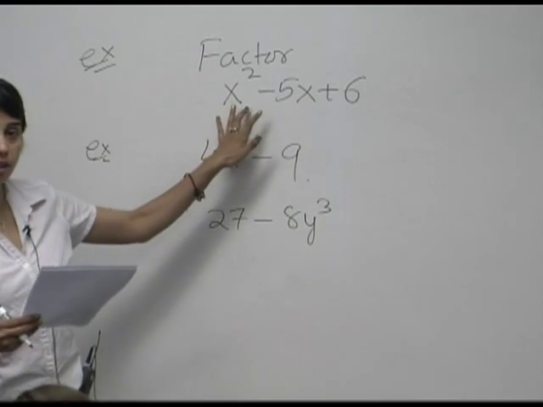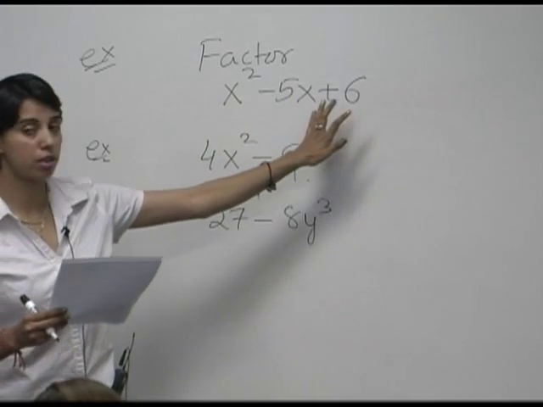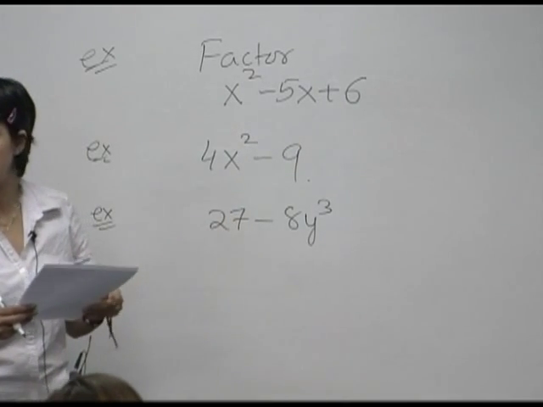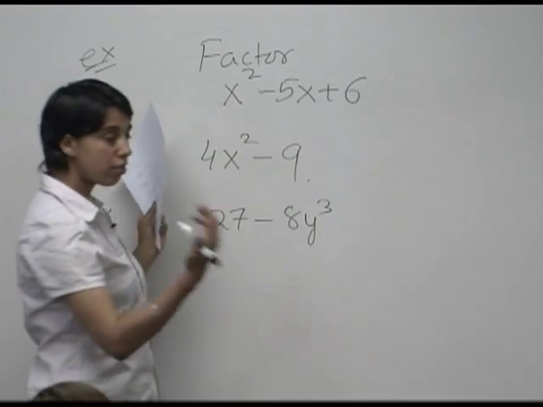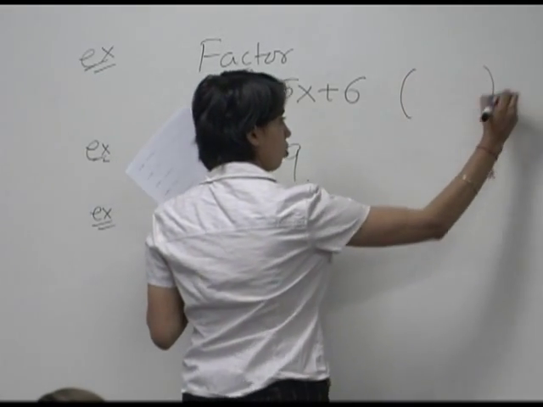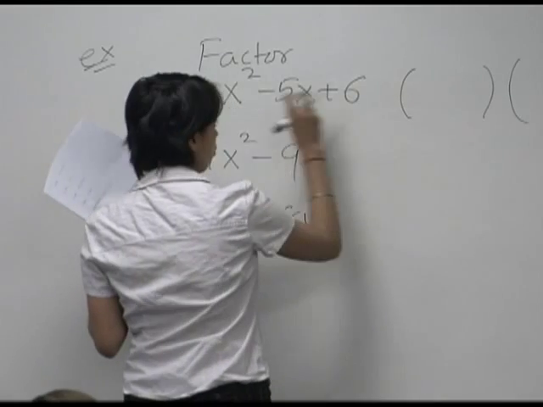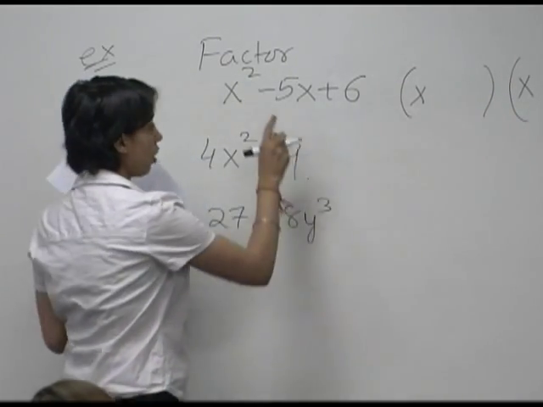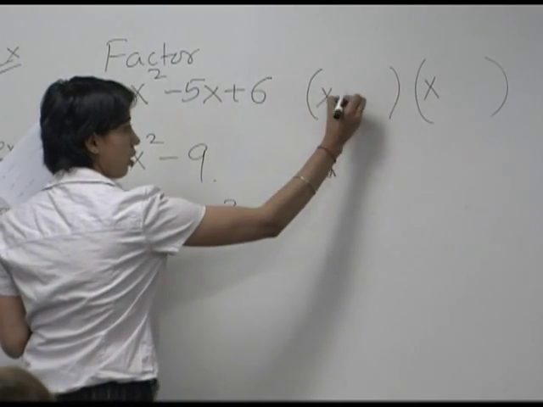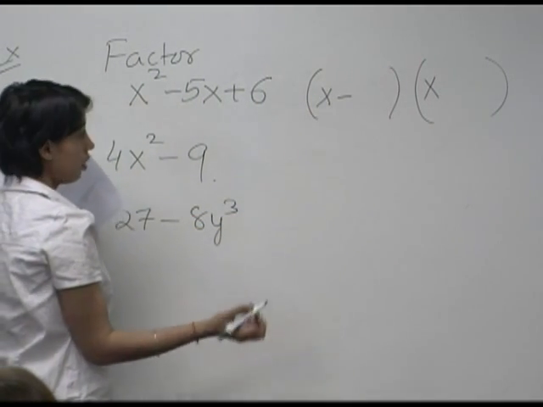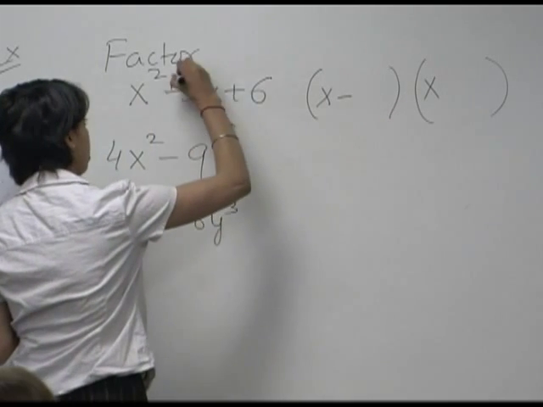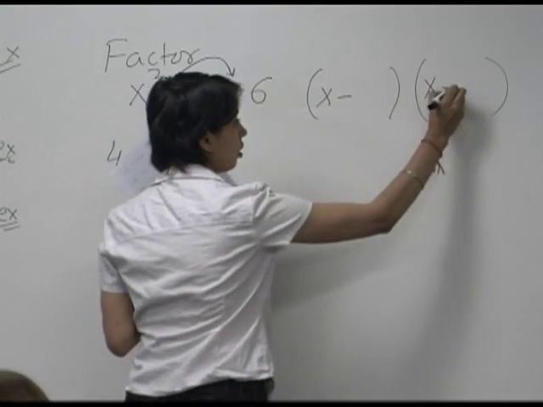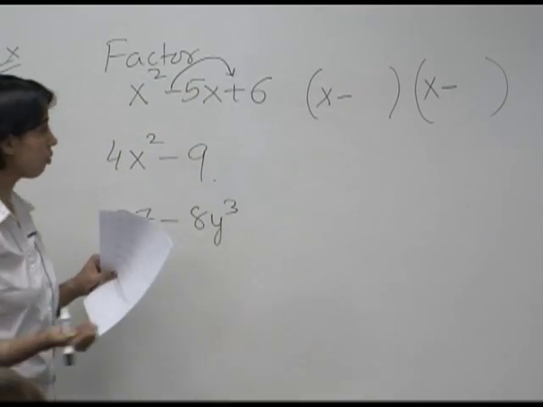Alright, what about the first one? X squared minus 5x plus 6. How can I factor this? How should I write it? FLM method, right? First, last and middle. So you write down 2 parentheses. Whatever is your first letter goes here, x and x. Whatever is your first sign, you just bring that sign here, negative. Here the sign, you multiply these 2 signs together, negative times positive becomes negative. So the sign is negative.